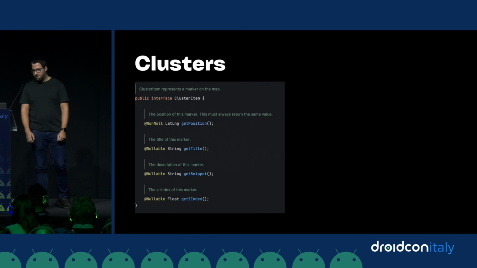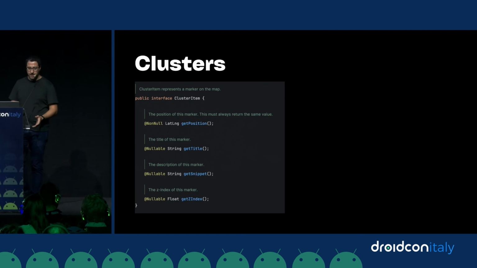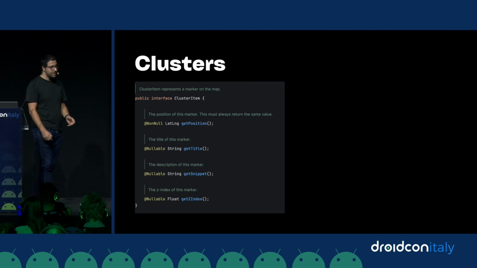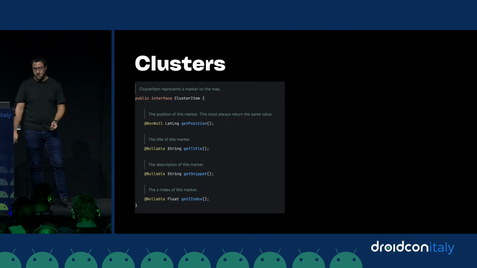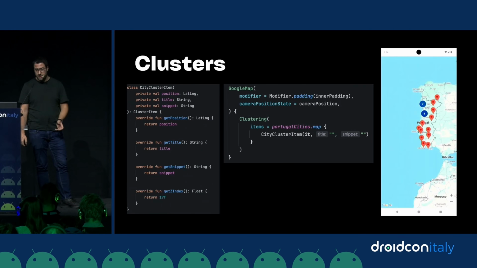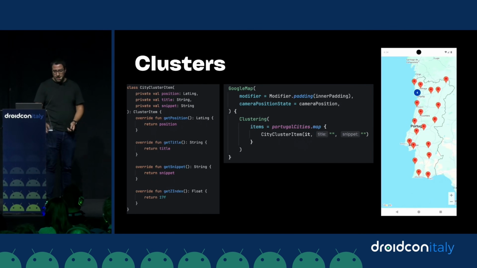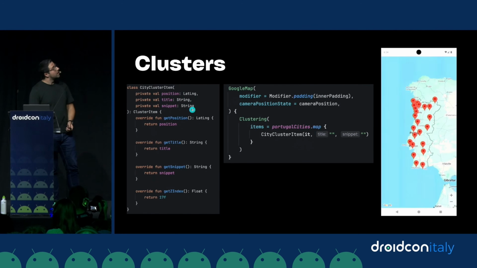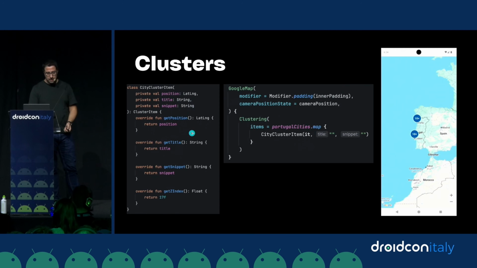So what is a cluster item, you might ask? A cluster item is just an interface that takes position, title, snippet, and z-index, and basically takes the same coordinates that our markers did in a different interface. And the way to create this is just extending, or implementing in this case, the cluster item interface, and pass it the position, the title, and the snippet, and basically assign it to the overridden functions.